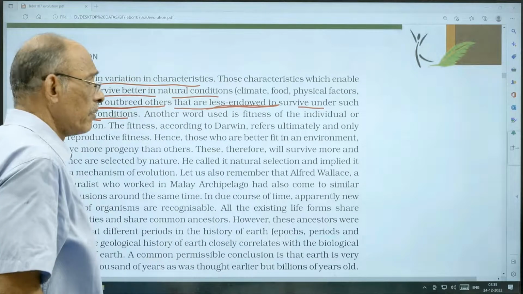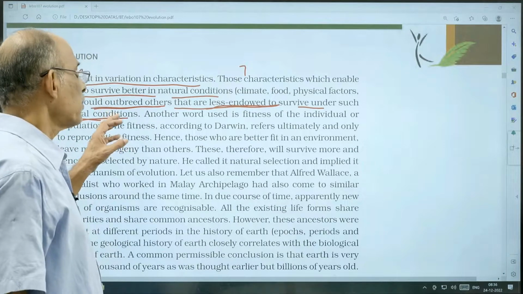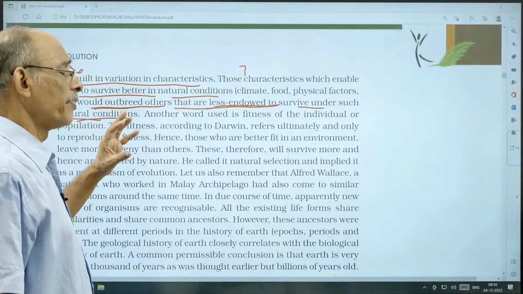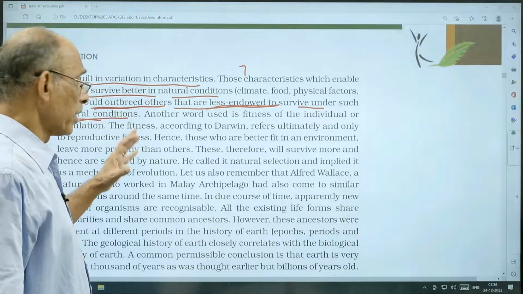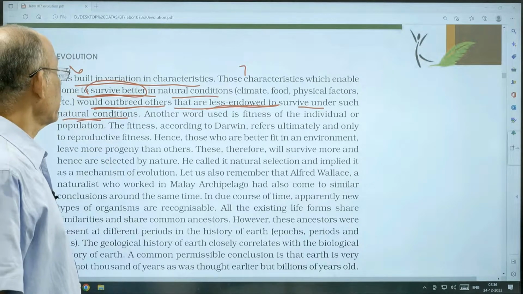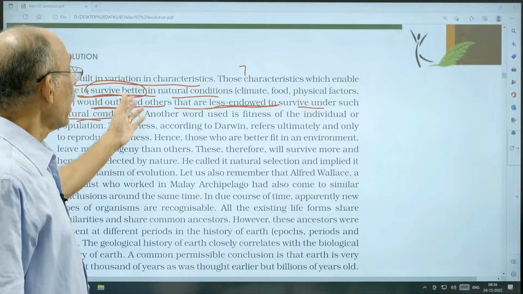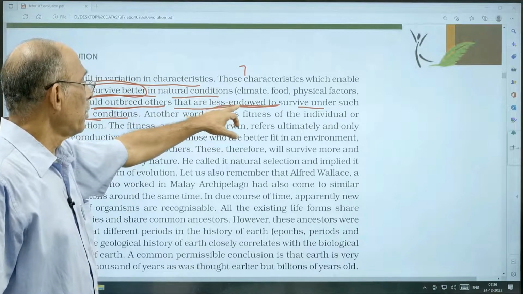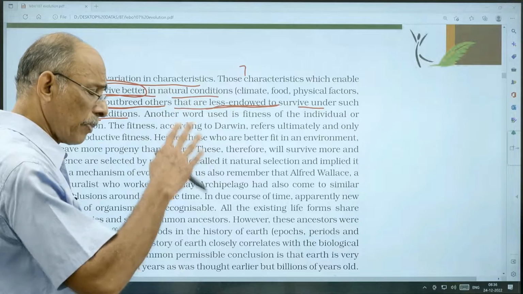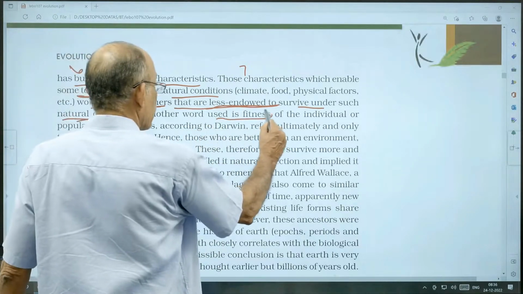There has been built-in variation. And what is meant by variation? Those characteristics, features, which enable some organisms to live better in a prevailing environmental condition than those organisms which are less endowed to survive under such a condition. Those organisms which have the capacity to live better in the natural conditions will have an increasing number of progeny, and those with less ability to survive under the prevailing environmental condition will have a decreasing number of progeny. They will be slowly dying. So this is known as fitness. That is the seventh point.